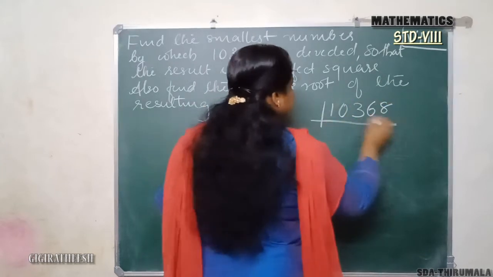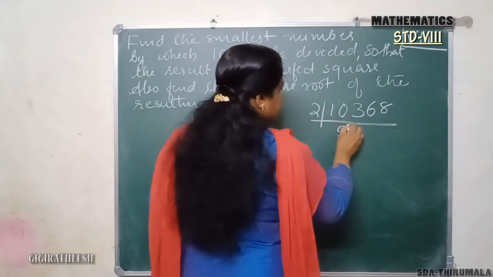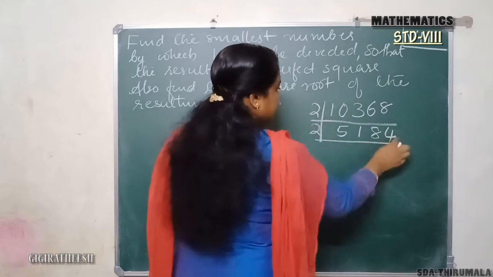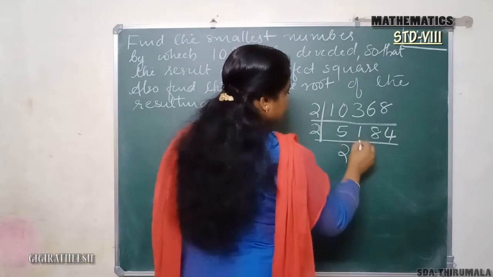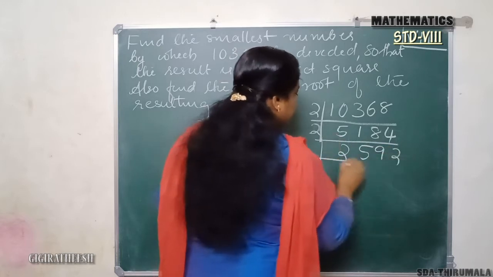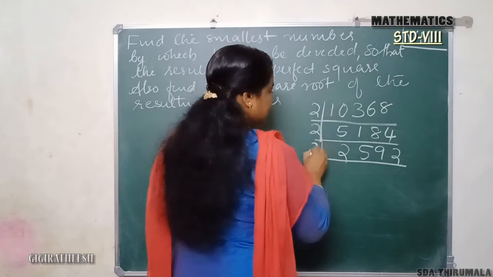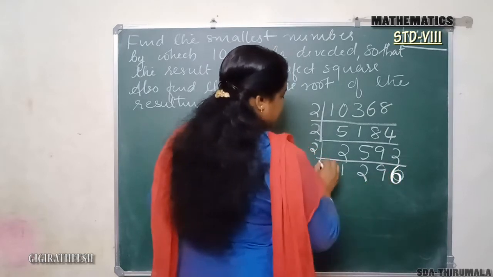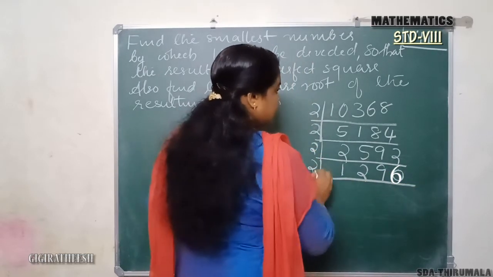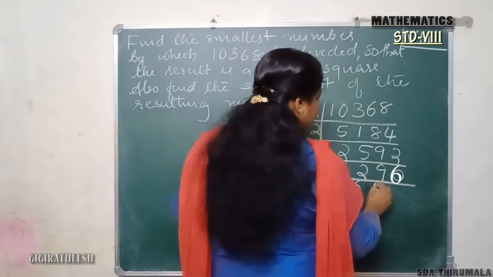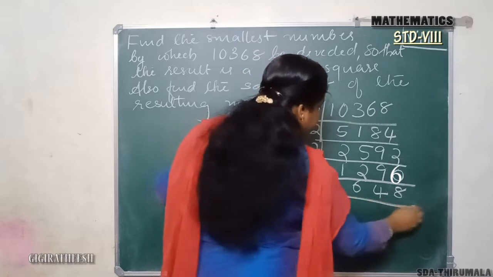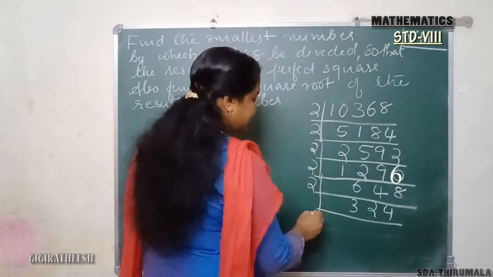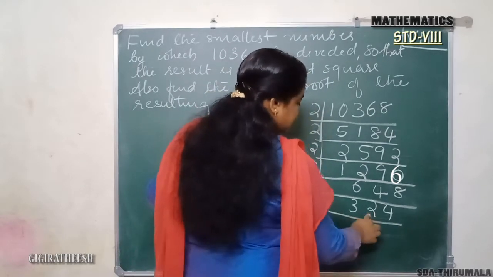10,368 divided by 2 is 5,184, and then again divide by 2, it's a multiple of 2, that is equal to 2,592. Again divided by 2, that is equal to 1,296. Again it's a multiple of 2, that is 648, and divided by 2, that is equal to 324, and then divided again by 2, that is equal to 162.